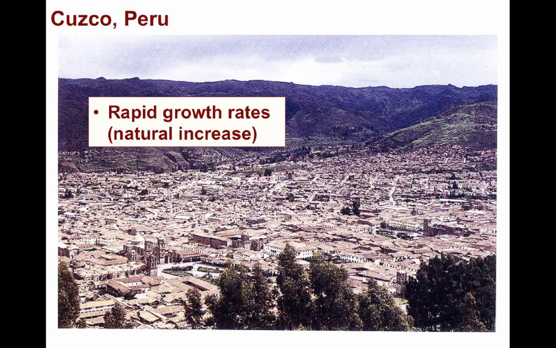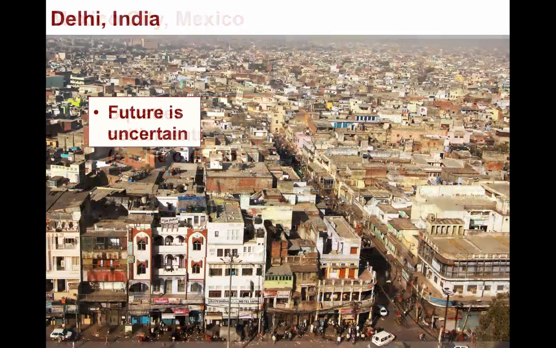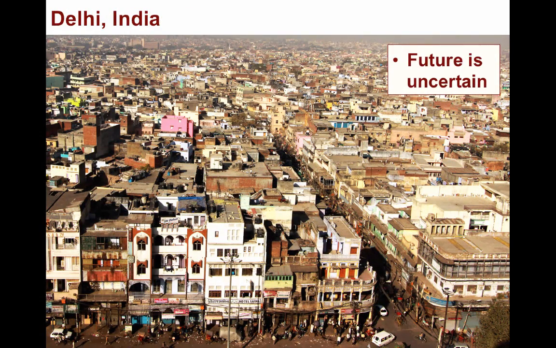Due to the massive immigration, there are usually large squatter settlements at the outskirts of the cities. And while many cities are growing in the developing world, and some lives are improving, others are not so fortunate. These people and these cities face an uncertain future.